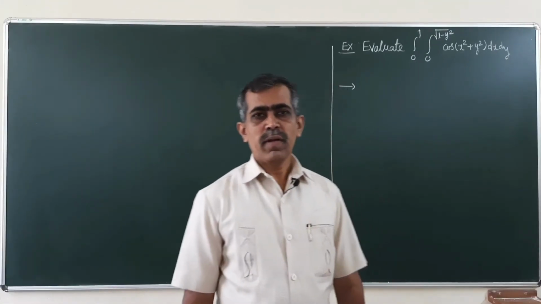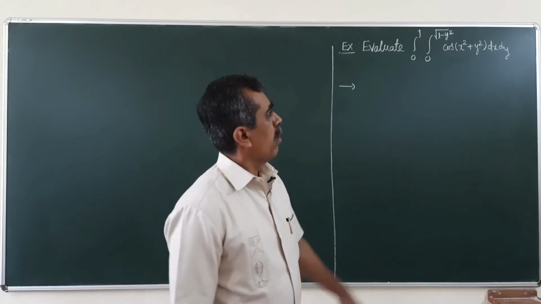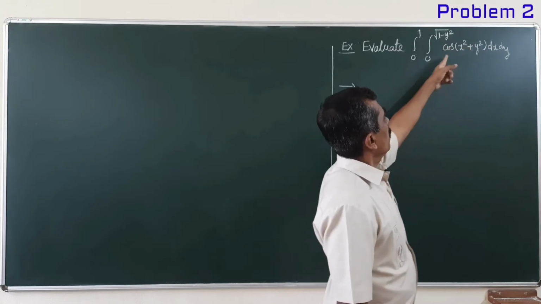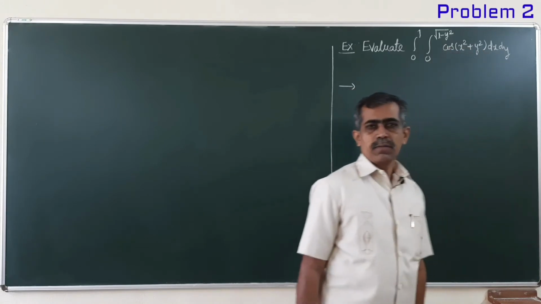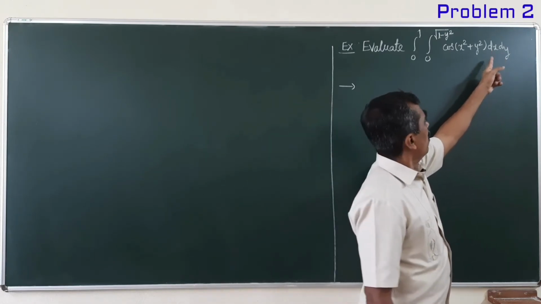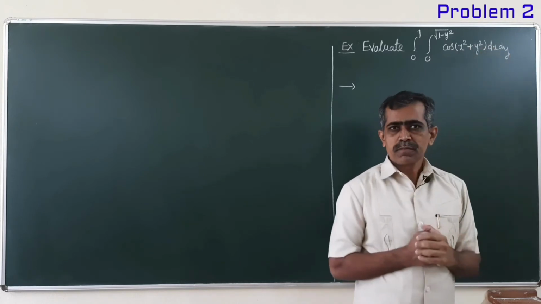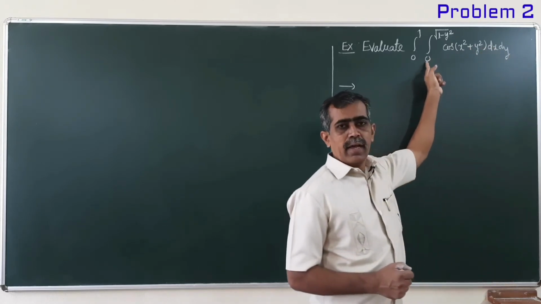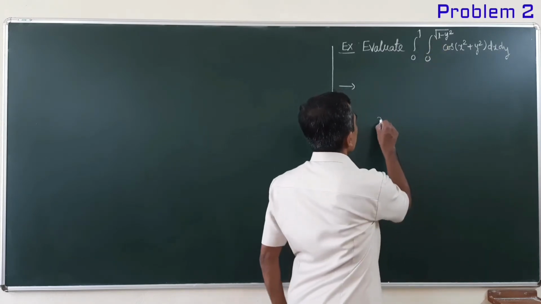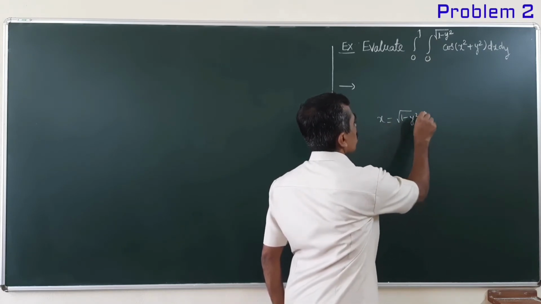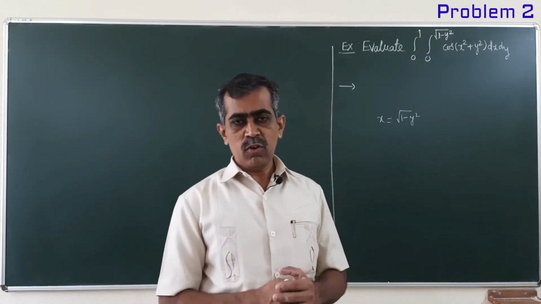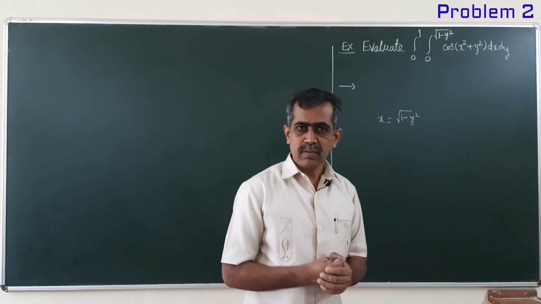Now let us do another problem on change of variable. Consider this problem: integral 0 to 1, integral 0 to under root 1 minus y square, cos of x square plus y square dx dy. What are the limits of x here? We integrate with respect to x first, so x runs from 0 to under root 1 minus y square. If you square this, x square is equal to 1 minus y square, so x square plus y square is equal to 1. It is part of a circle.